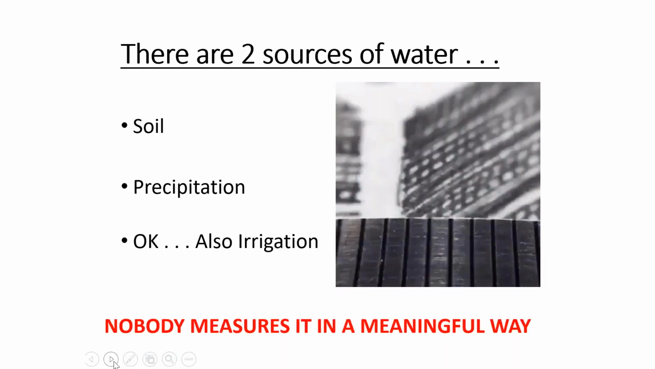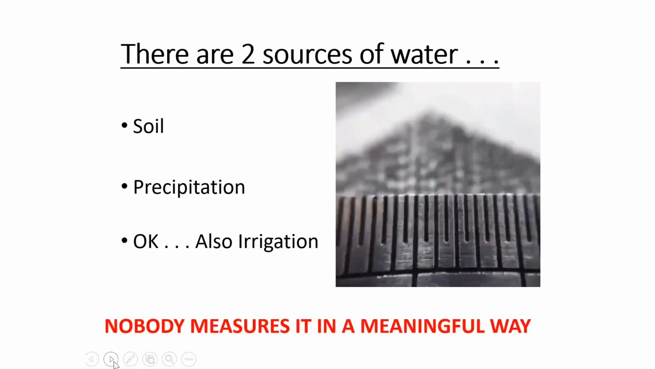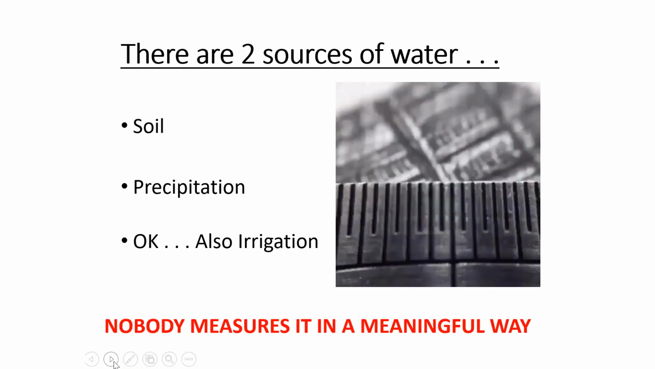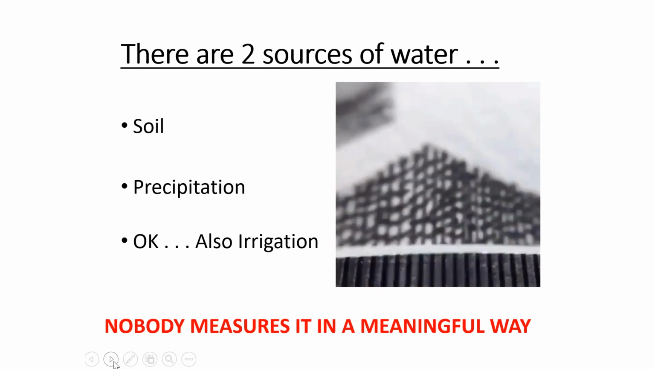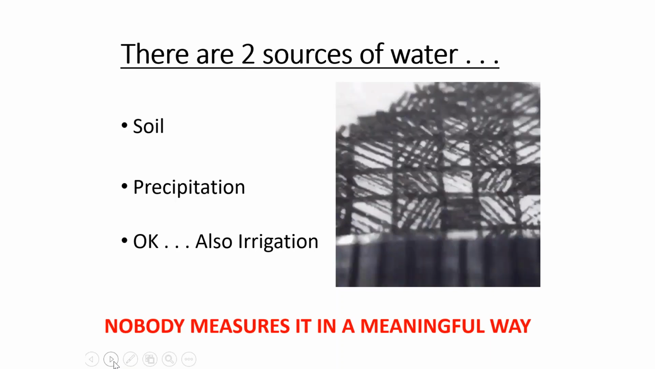So there's two sources of water: soil, precipitation, okay, irrigation. But here's the rub: nobody measures it. Nobody really knows what's in the soil. Nobody really knows what's falling out of the sky.